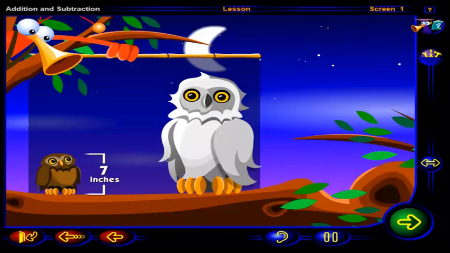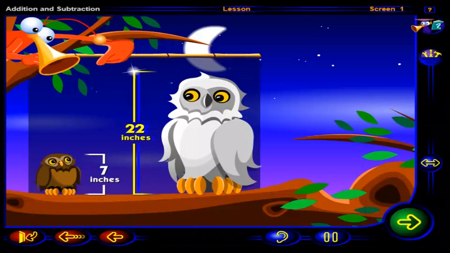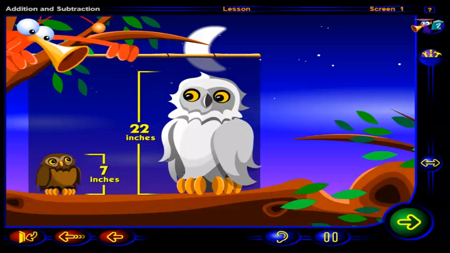This is a snowy owl. It is 22 inches tall. The snowy owl certainly is taller than the pygmy owl, but I wonder how much taller it is. Let's compare the heights of these owls.